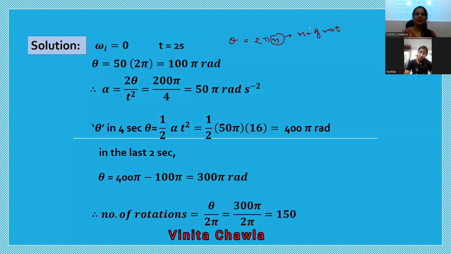ठीक है, क्लियर है ये? तो आपको यहाँ पे गिवन क्या है? 50 रोटेशंस है ना. 50 रोटेशंस के लिए we can write theta as 2 pi into 50. So it's 100 pi. Unit of theta is radian, so written radian as the unit. ठीक है. इनिशियल एंगुलर वेलोसिटी क्या है? 0 है. टाइम क्या है?